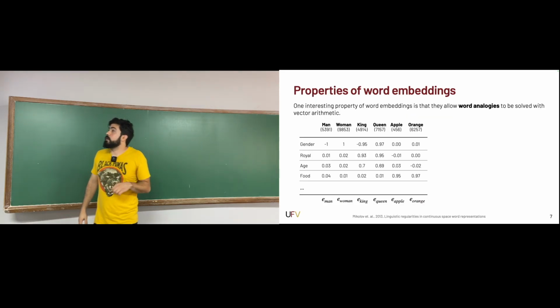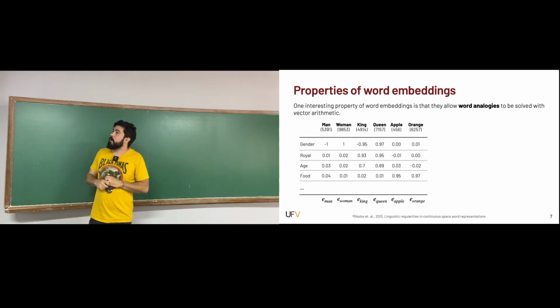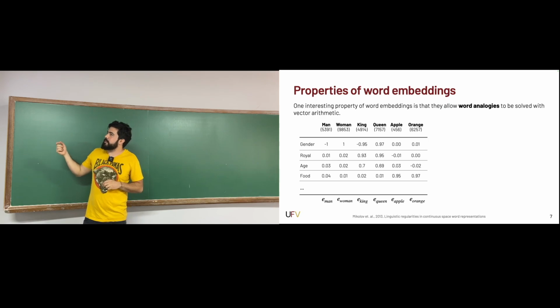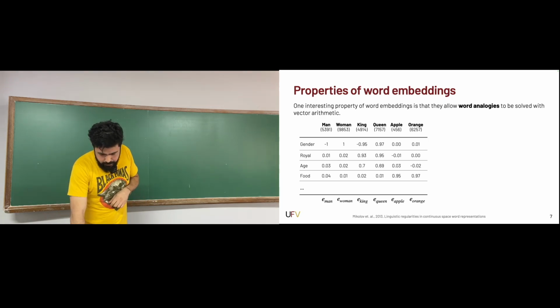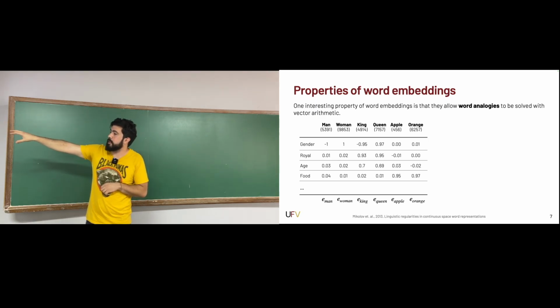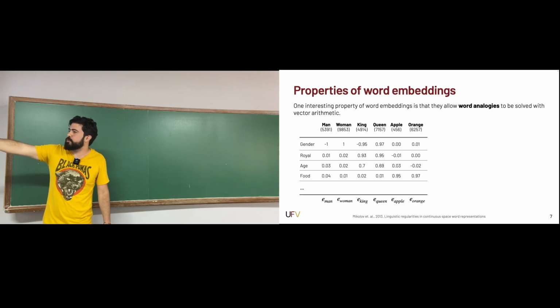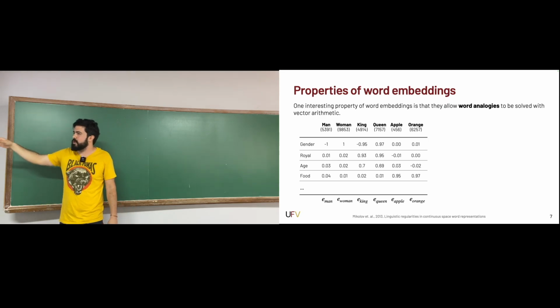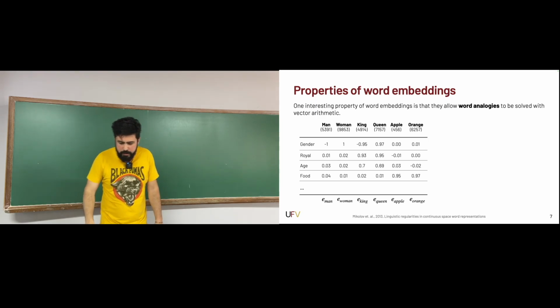Okay. So related to this proximity property, another interesting property of word embeddings is that they allow you to do word analogies, and you can do that by solving vector arithmetic. So here I have exactly the same table. Now I'm just using the subscripts man, woman, king, and so on instead of the numbers, because it's easier to see what's going on in the equations, okay?